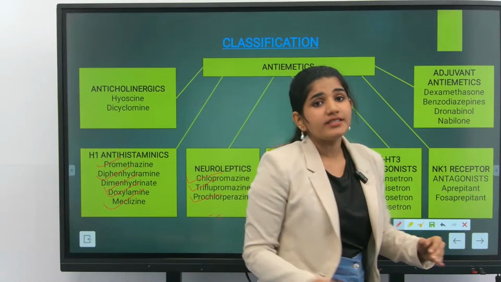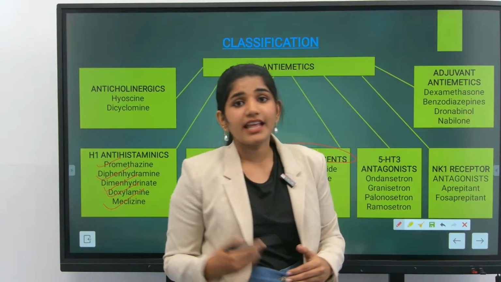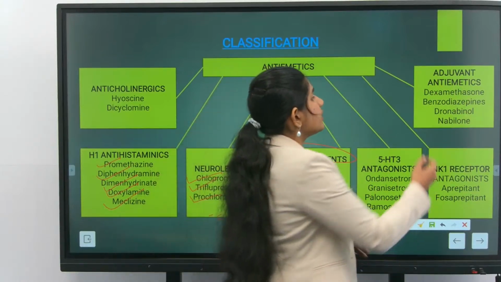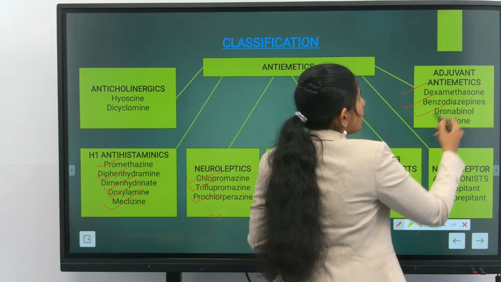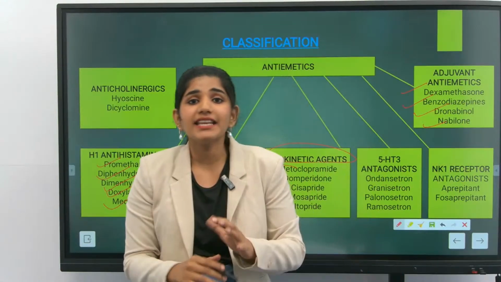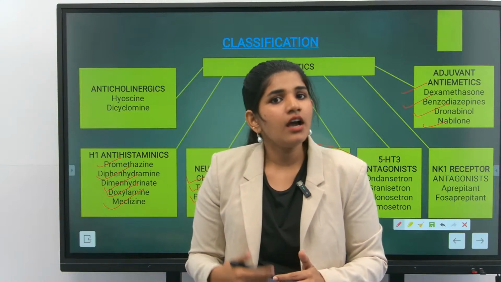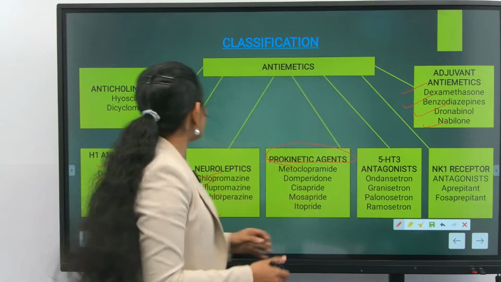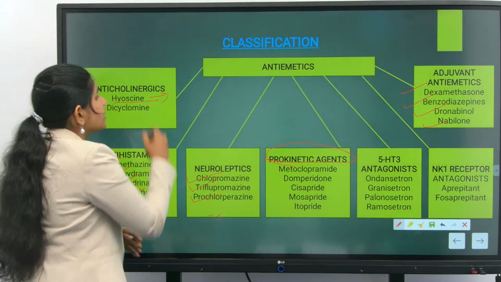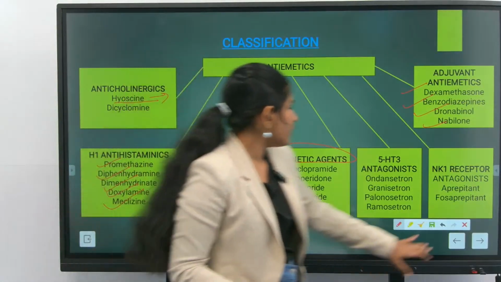Next are adjuvant antiemetics: dexamethasone, benzodiazepines, dronabinol, and nabilone. So these are the main antiemetic drugs, the drugs acting against emesis. And we also know that hyoscine can be used in motion sickness. Okay.